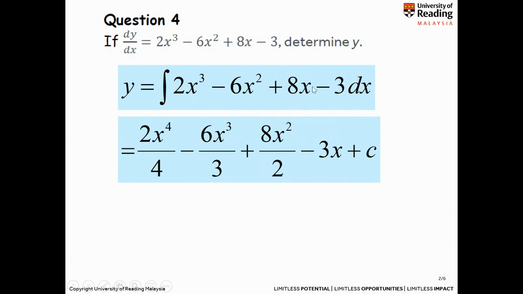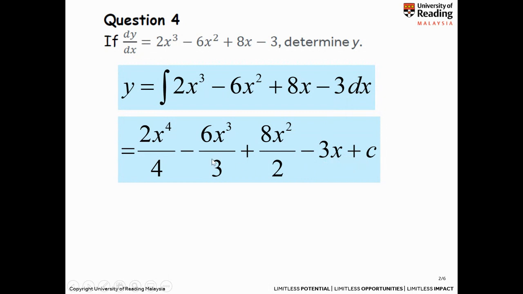The third term, x, means x to the power 1. You plus 1, you get x squared, then you divide by the new power 2. For the fourth term, it's just a constant, minus 3. When you integrate, you must get x, so it's minus 3x. Do not forget to plus a c.